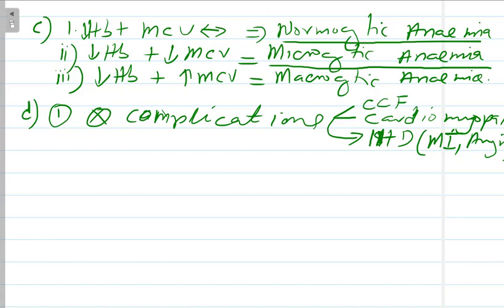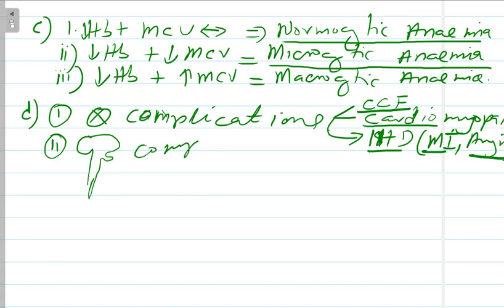Okay, so these: myocardial infarction, angina, cardiomyopathy, congestive cardiac failure. These are the complications that are common in cardiac. Number two, we look at the neurological complications. Okay.